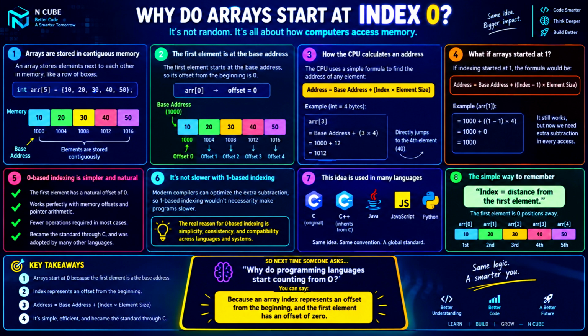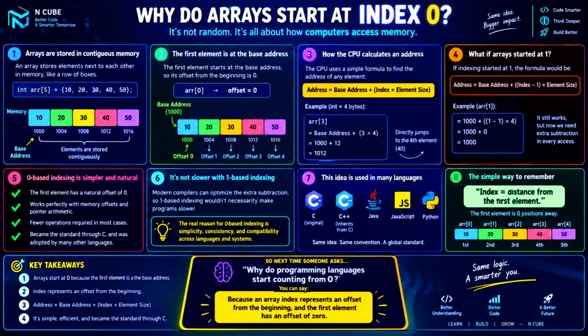Now, in the sixth, it is not slower than one-based indexing, as modern compilers, as I already mentioned. The real reason for zero-based indexing is simplicity, consistency, and compatibility across languages and systems. Now the seventh step. This idea is used in many languages: C, C++, Java, JavaScript, Python. Same idea, same convention, a global standard.